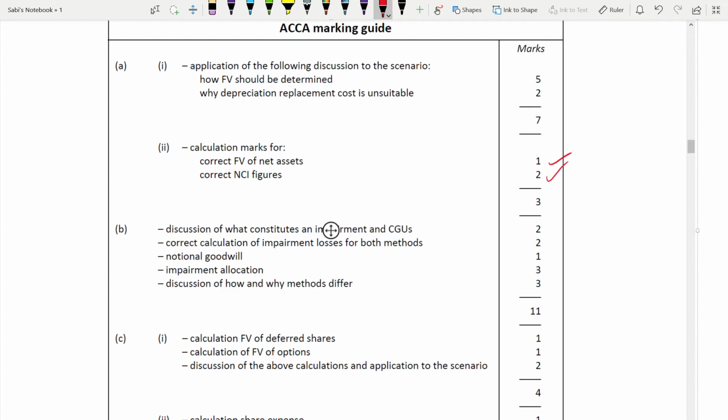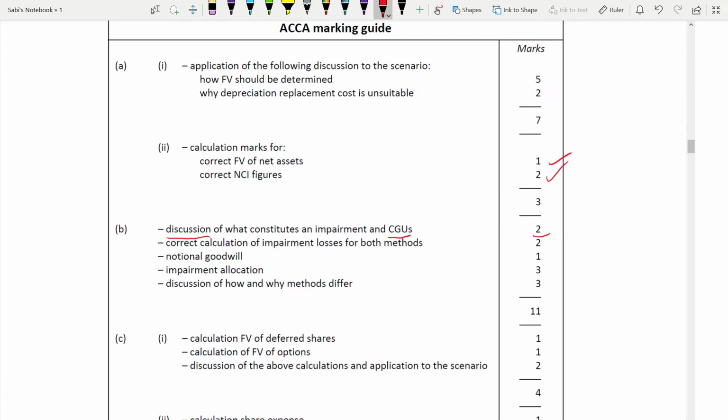Cash generating unit. Okay, the short form for CGU is cash generating unit. What constitutes an impairment? You have to discuss how an impairment occurs and what a CGU is. Remember, in the first paragraph we talked that if the recoverable amount is less than the net assets, the carrying value of assets, impairment is there. Then what is a cash generating unit? We have given the definition. Everything is 2 marks.